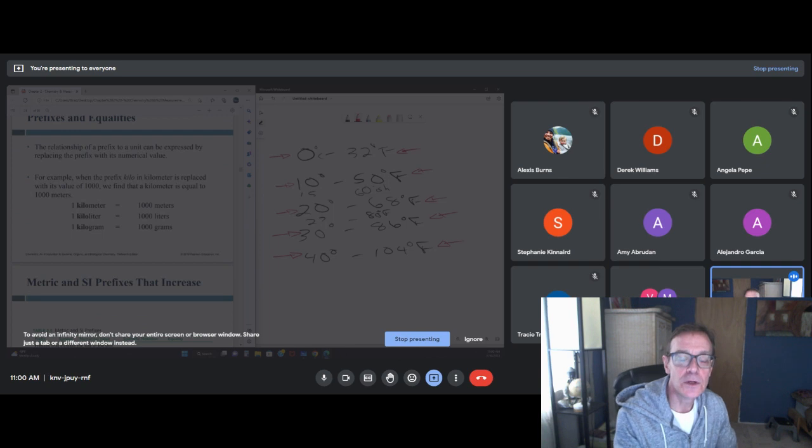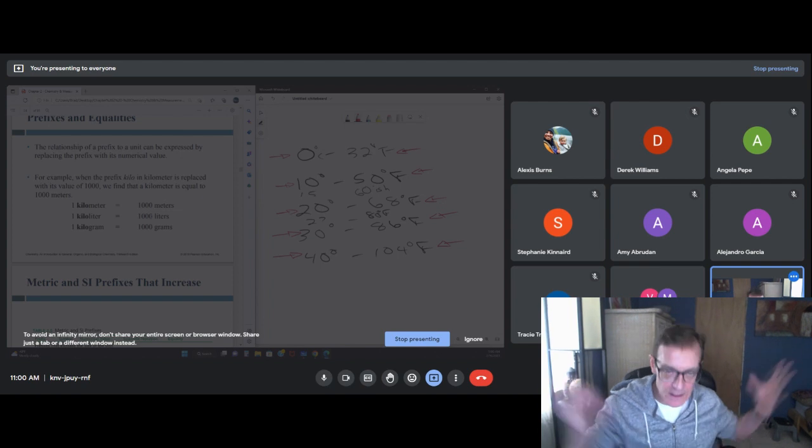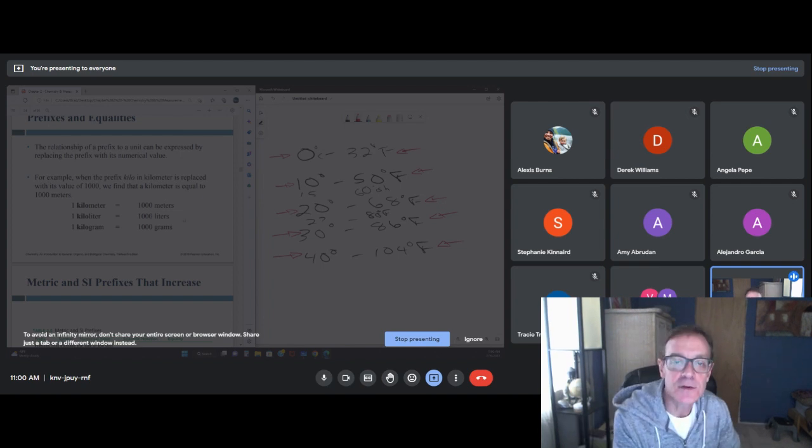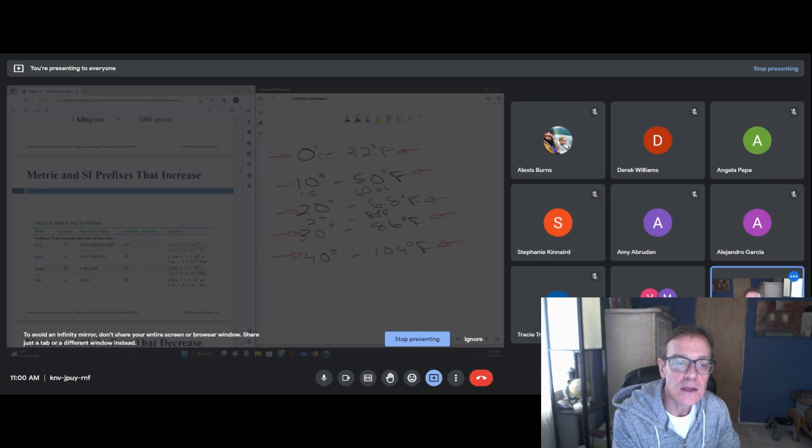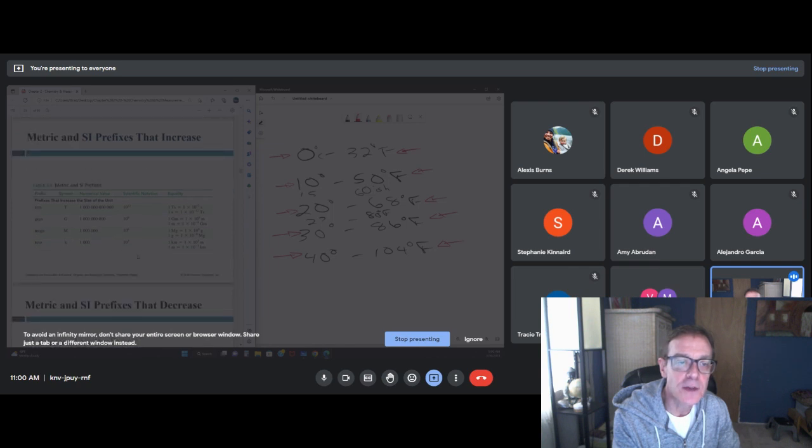Okay, so all you have to do is go to those base units and add those prefixes to go between the various units in the metric and the SI system. So kilo is 1,000 of something. Milli is 1,000th of something.